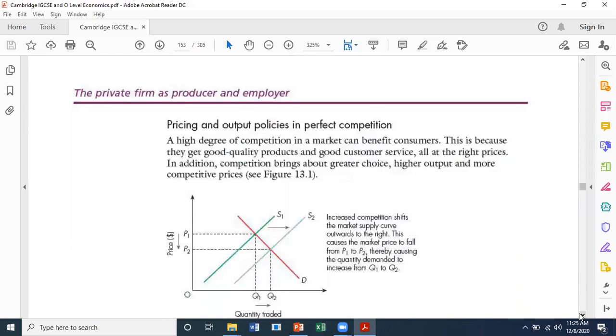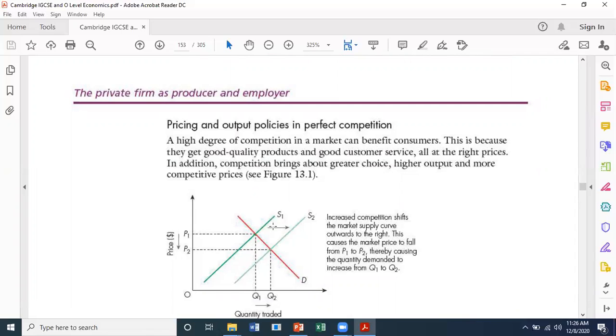And this is the example of price and output policies in perfect competition. And we know that whatever we studied, there is a demand and supply thing, and here we have the demand and supply thing as well. Let's check it out. A high degree of competition in a market can benefit consumers. This is because they get good quality products and good customer service, all at the right prices. In addition, competition brings about greater choice, higher output, and more competitive pricing.